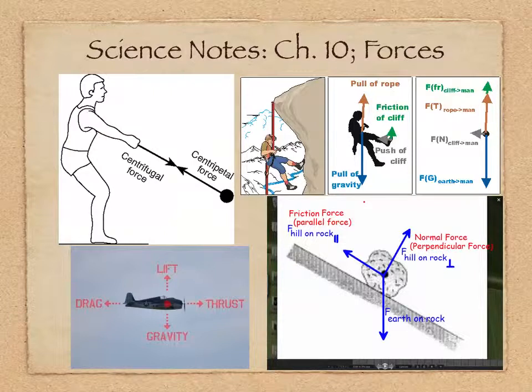And the rock on a hill, potential energy, if it's moving, there's a force moving downhill. There's the force of gravity, there's the force pushing back up of the hill on the rock, and then there's the frictional force moving backwards towards the hill, up the hill.